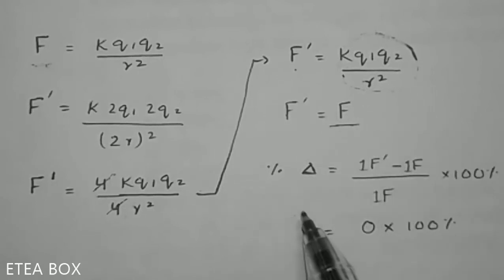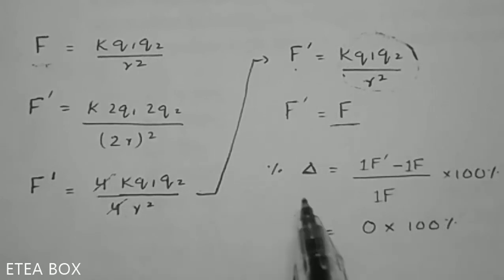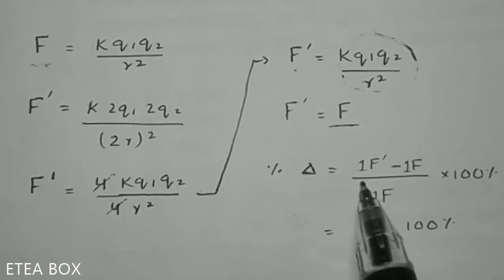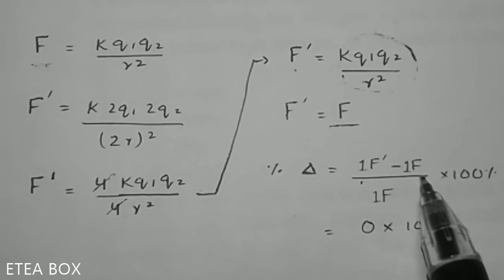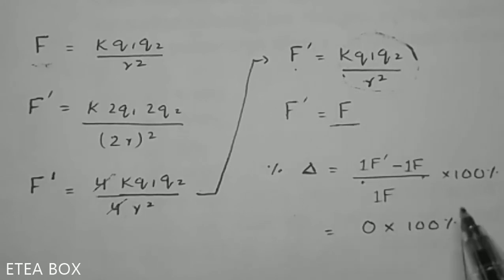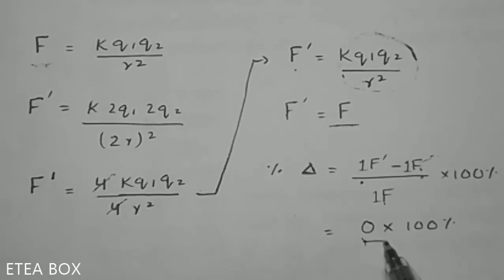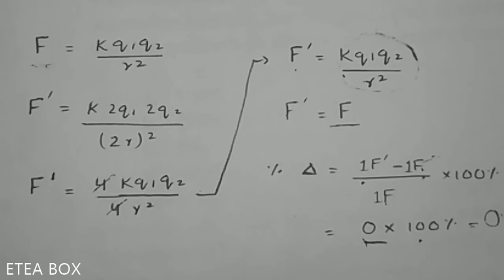Okay, so if you want to find the percent change, then the percent change will be (new force minus original force) divided by original force. So this one will give 0. Okay, 1 minus 1 is 0, and 0 divided by 1 will be 0. Now if you multiply this with 100%, the answer will be 0%. The percent change is 0%.